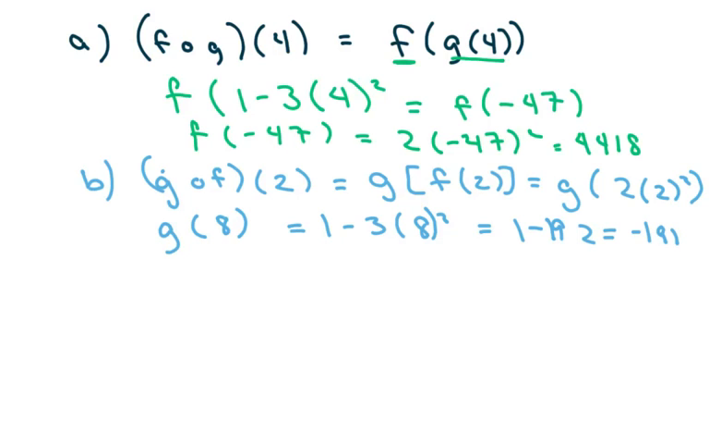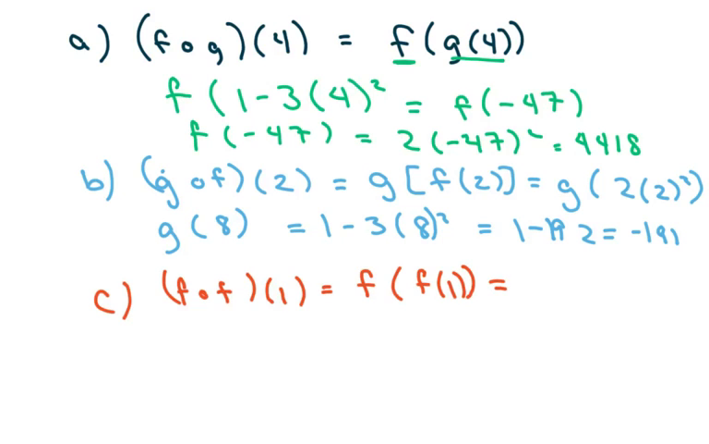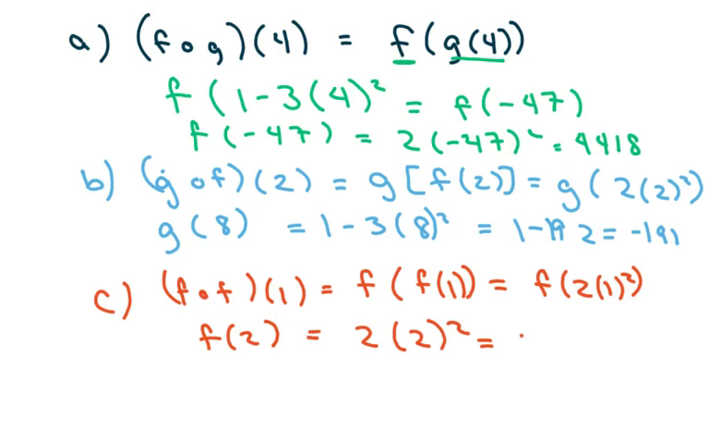And the third one is f of f of 1. And you just plug it in twice, basically. So this is going to be f of 2 times 1 squared, which equals f of 2. And then you just plug it in again, so you get 2 times 2 squared. That equals 8.